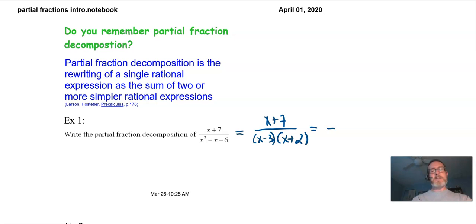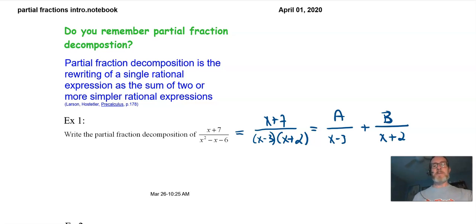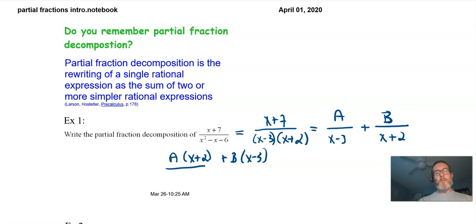So the reason for the factoring is because we want to be able to break this into two separate pieces. One piece has x minus 3 as the denominator. The other piece has x plus 2. What we don't know yet is what goes in the top of those two fractions. So in order to figure that out, we're going to basically kind of reconstruct it with a and b. So we're going to say a times x plus 2 plus b times x minus 3 would be the terms if we wanted to put it back together again.